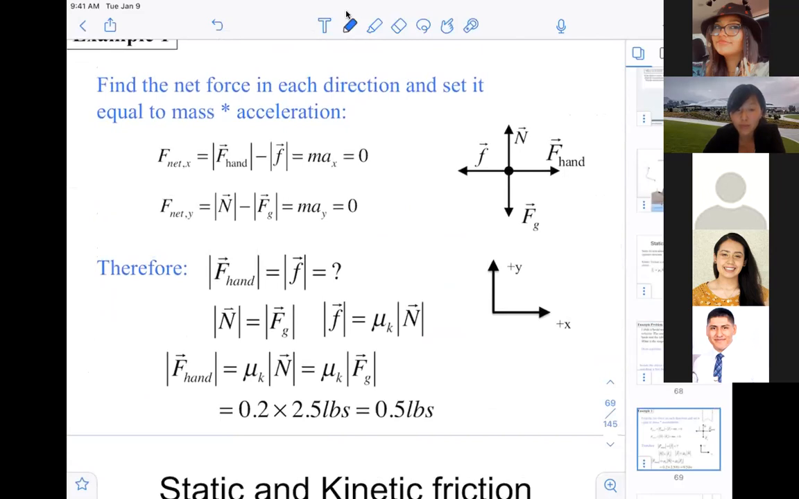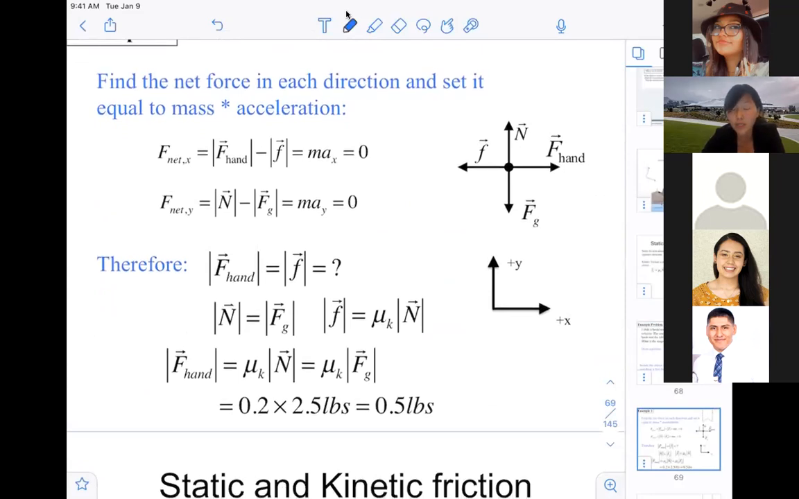We're able to answer this question because we know how to calculate kinetic friction, right? So it's mu times N, the normal force. All right.